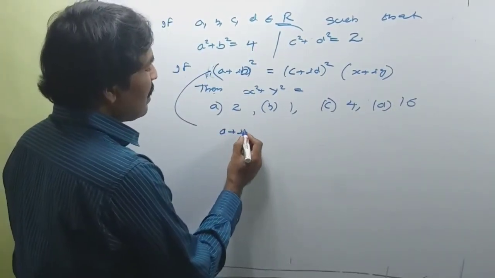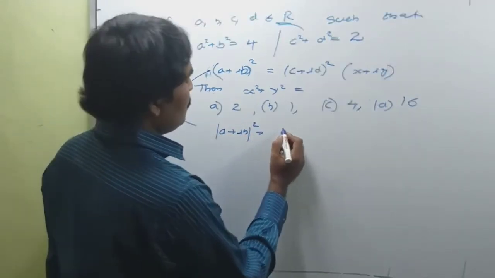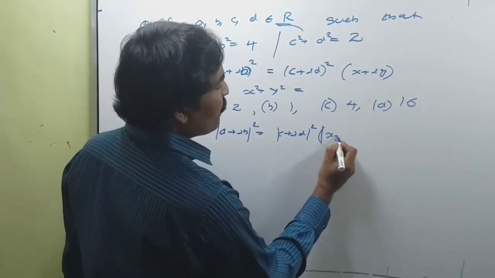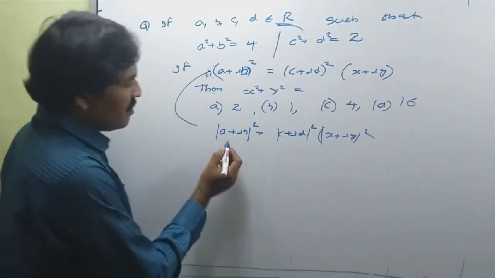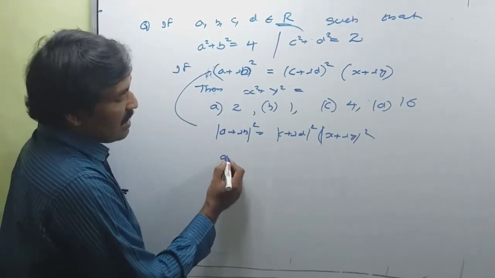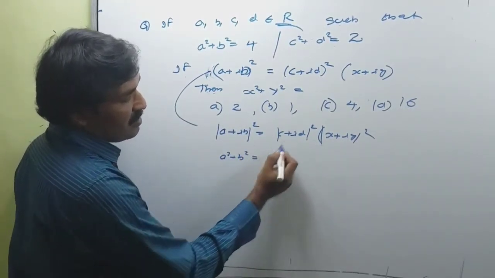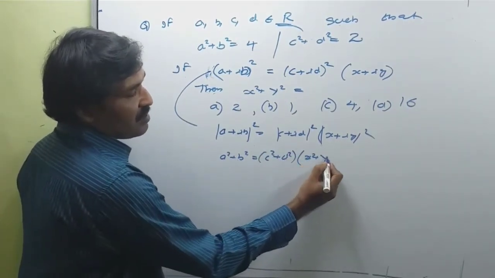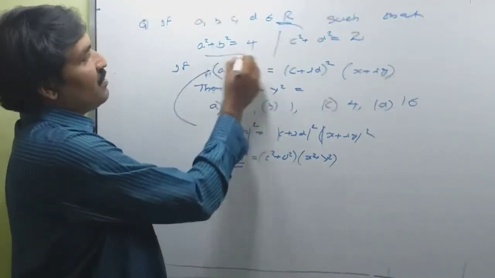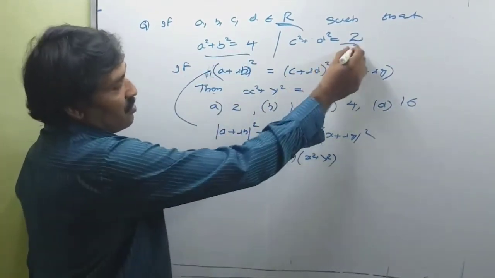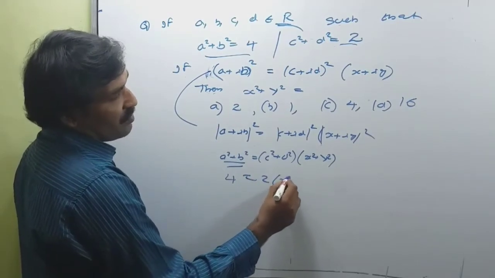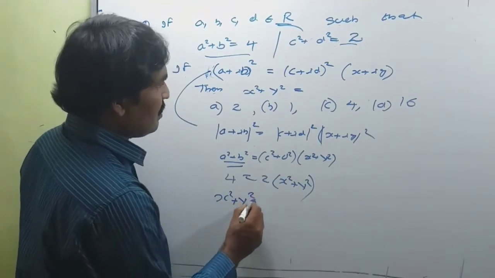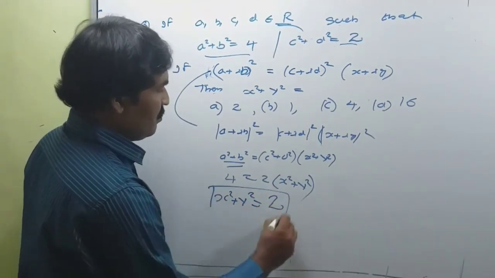Mod of (A plus iB) the whole square is equal to mod of (C plus iD) the whole square into mod of (X plus iY). So mod of (A plus iB) square is equal to A square plus B square. This is equal to C square plus D square, this is equal to X square plus Y square. A square plus B square is given 4. 4 is equal to 2 into X square plus Y square. X square plus Y square is equal to 2. The answer is A.